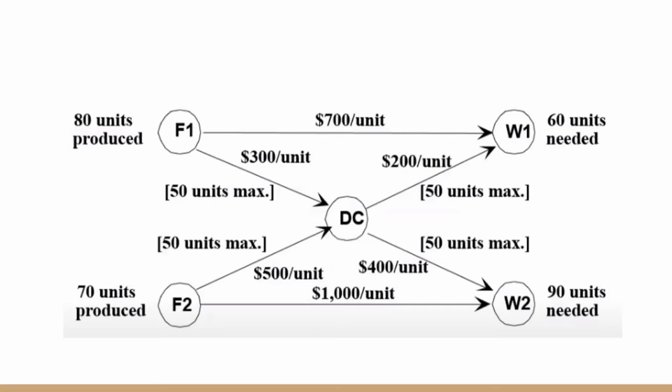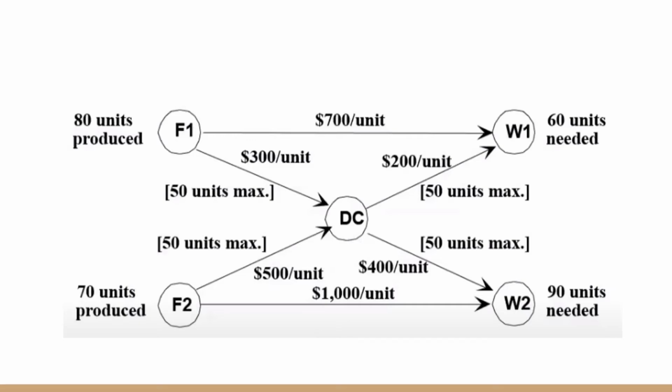Now the other set of data, in addition to the cost, is the capacity. So we have a maximum of 50 truckloads that can be sent along any of these lanes. That is given in the square, which is 50 units max, that we can send along the lane from factory 1 to the distribution center. And the outbound lanes from the distribution center to either warehouse 1 or 2 also carry a max of 50 units.